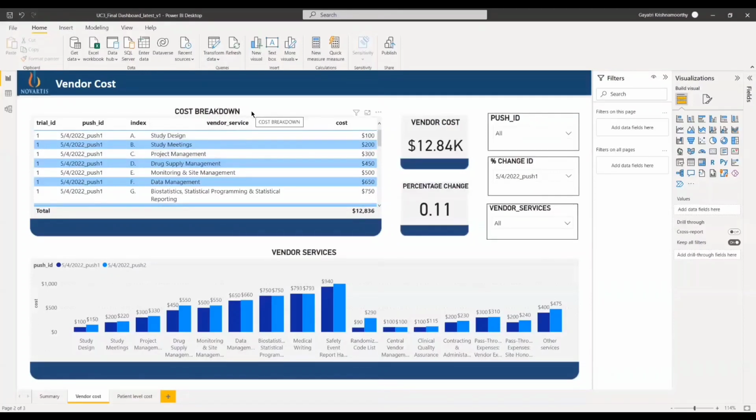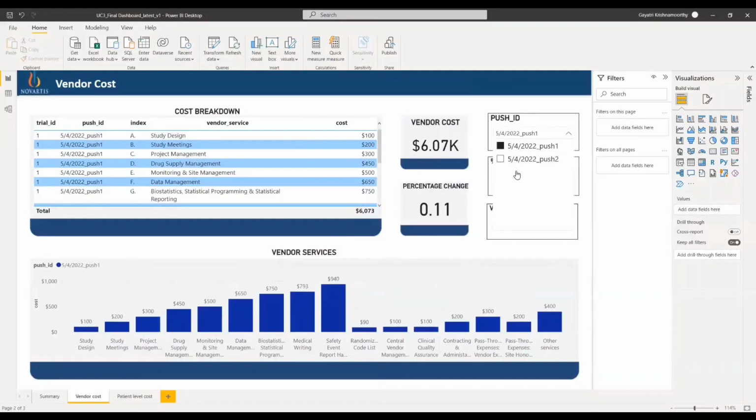Now let's look at the cost breakdown. Here we have the listing of different sub-services and their individual cost along with the total cost. And the same is represented here in a distributed manner. Now, these visualizations can easily be changed and formatted by using the visualization panel. Okay, so moving on to our next KPIs. So this is the total vendor cost and the percentage change. So let's see how they work.